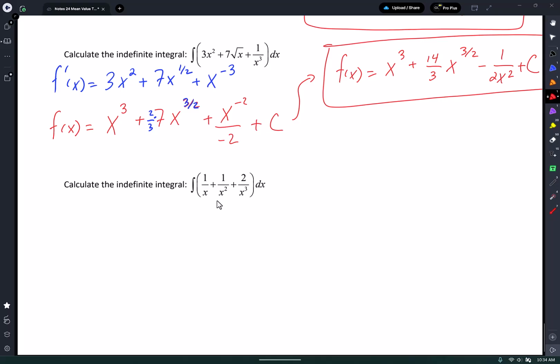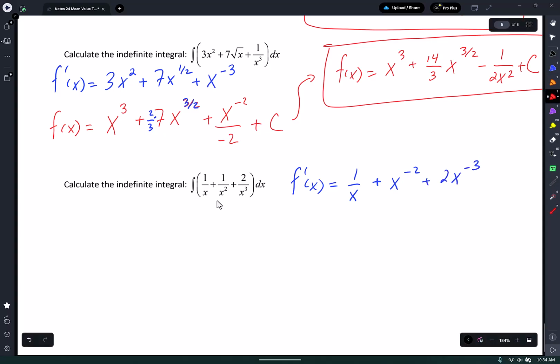F prime. I'll do this one in blue again. f prime of x. I'm going to leave the 1 over x like that because that one's pretty straightforward. But the 1 over x squared, I'm going to bring that x up. X is negative 2 plus 2x to the negative 3. Okay.